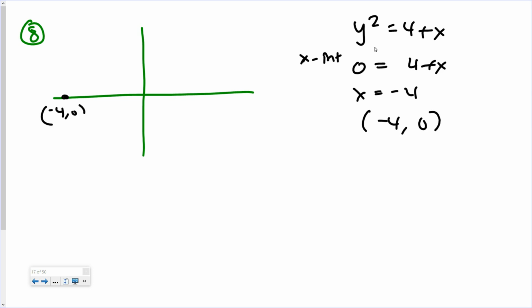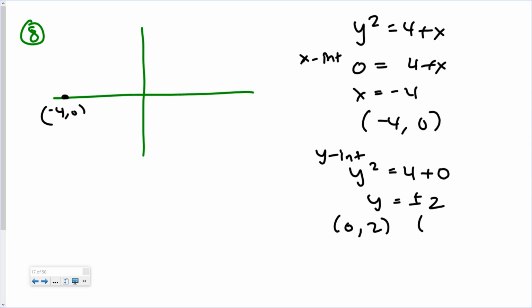Okay? And if I tried to find the y-intercept, that would make my x equals 0, right? To find the y-intercept, you make your x equals 0. So y squared equals 4 plus 0. So y is going to be plus or minus 2. So that means if x is 0, y is 2 or -2. So what I have is a 2 here and a -2 here.